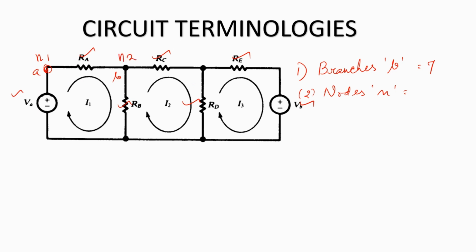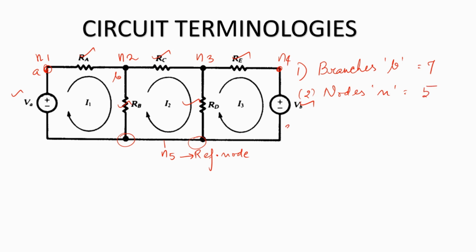Then we have n2 over here. This is n3. This node is going to be n4. And all of these branches are culminating at this point. And since there are no other elements in these wires, we can consider all of these to be the same node. So I'll call this as n5, which acts as the reference node. So therefore, the number of nodes n here is 5.